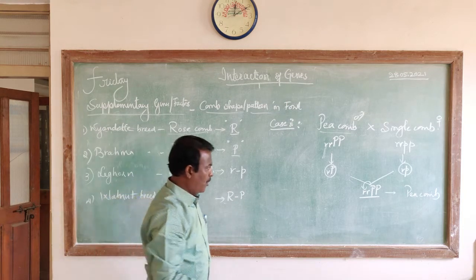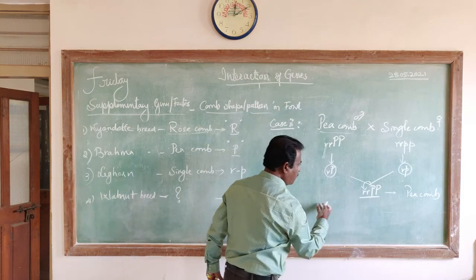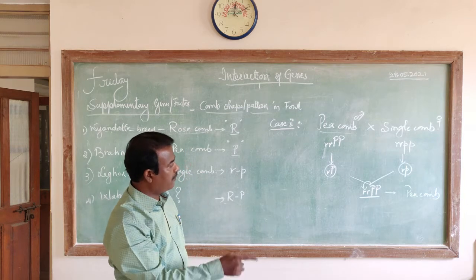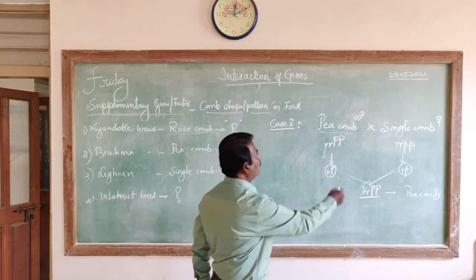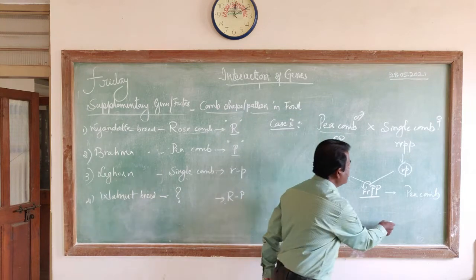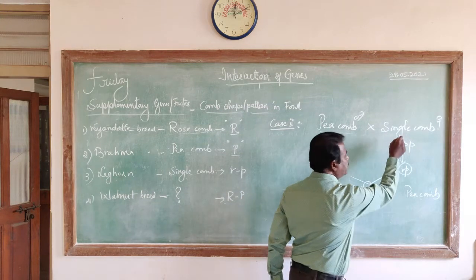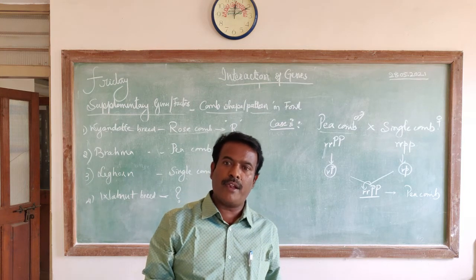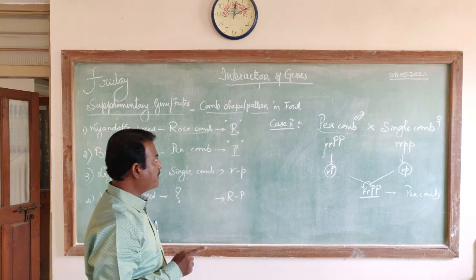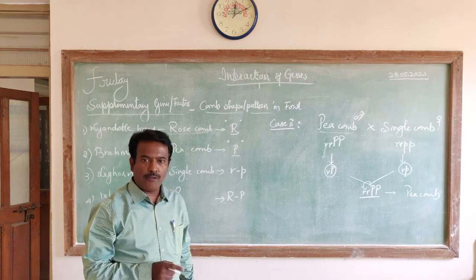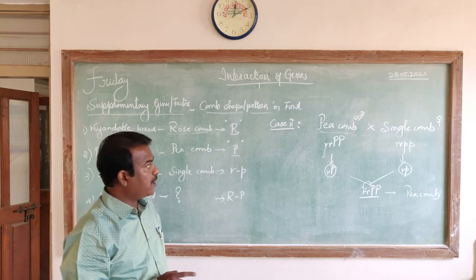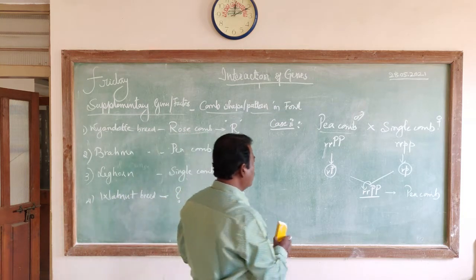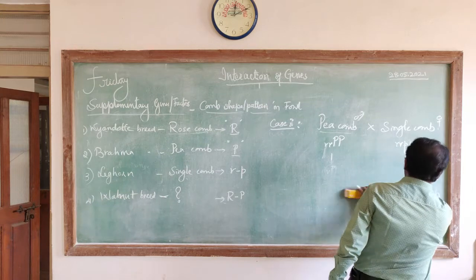Now we have proved. Once again, if you cross this by taking this F1 generation to get F2 generation, you will get 3/4 of the F2 generation with pea comb and 1/4 of the generation with single comb. Again 3:1 classical ratio of monohybrid cross, where we proved once again that pea combed fowl gene is dominant over single combed gene, recessive. So that's how. And case 3.